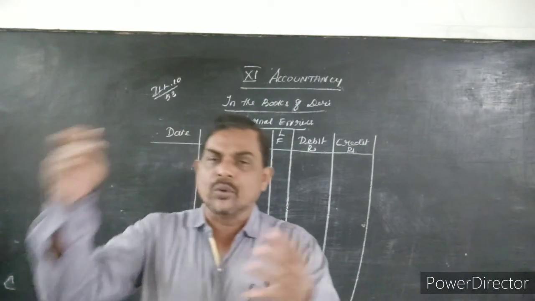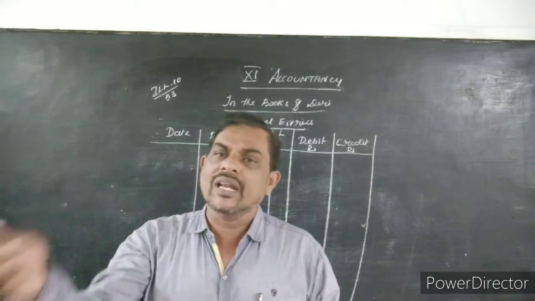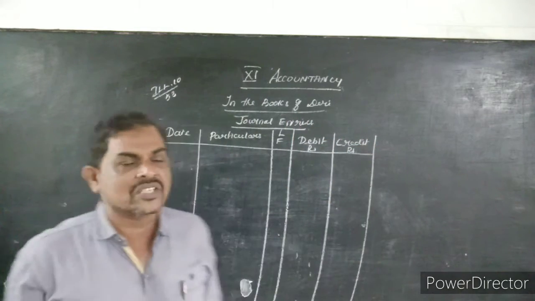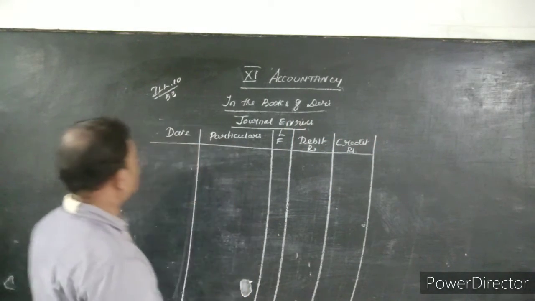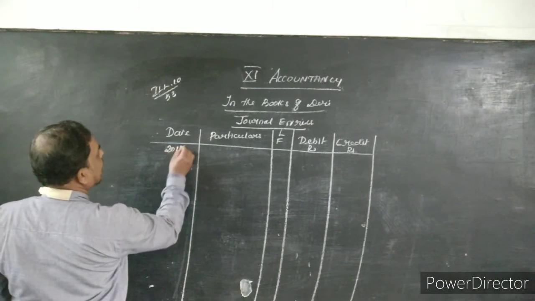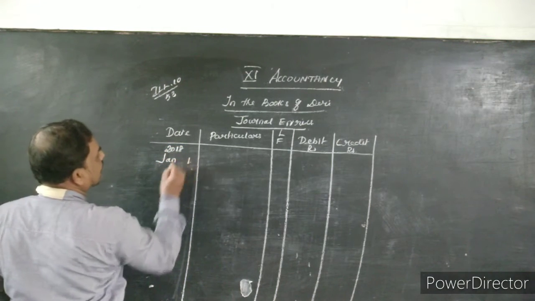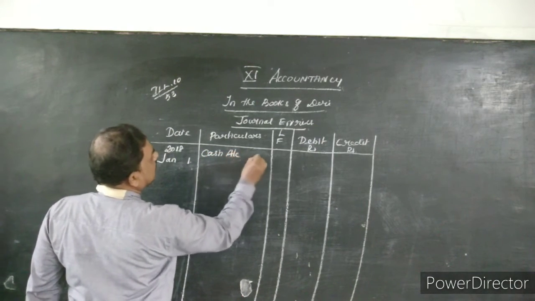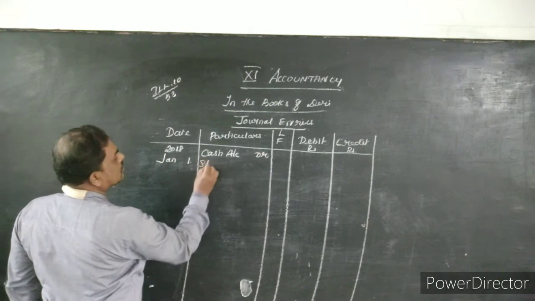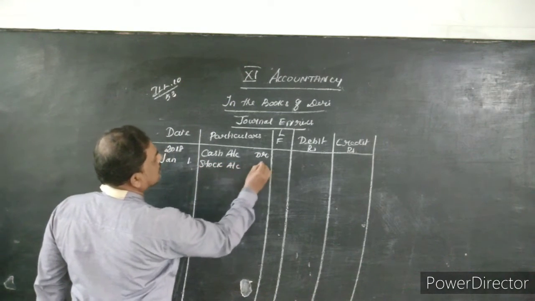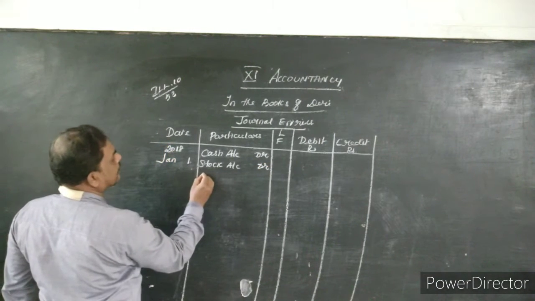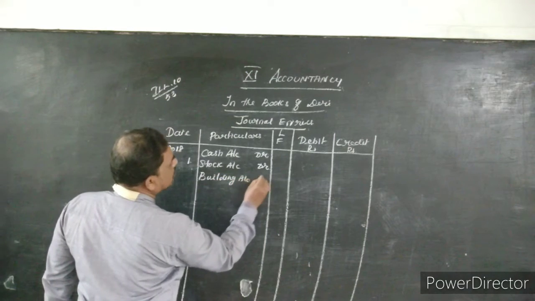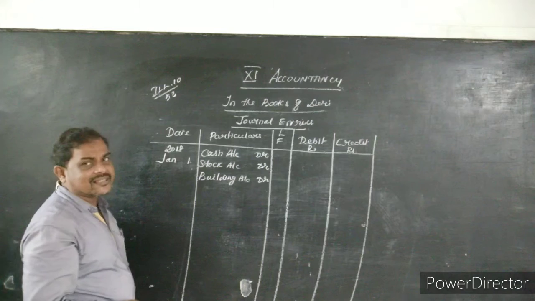So here Derry contributed capital. Derry only gives, so Derry will come in the credit side, and all the assets will come in the debit side. What is the date? 2018 January 1. What are the assets he contributed? Cash account debtor, stock account debtor, then building account debtor. So three items he contributed as capital.